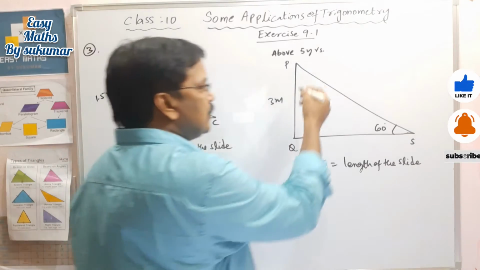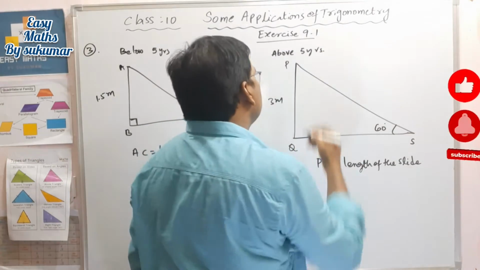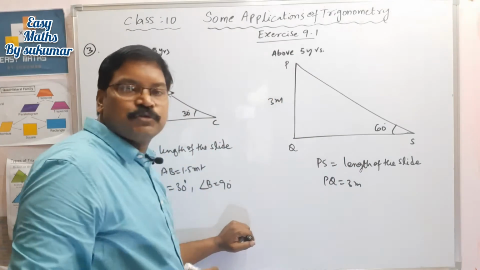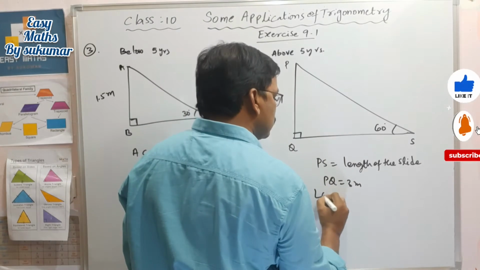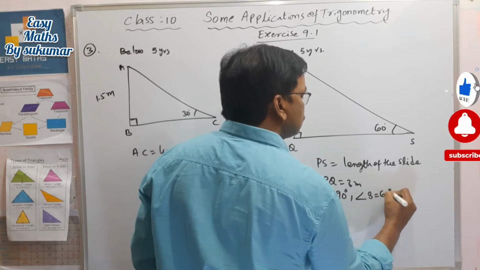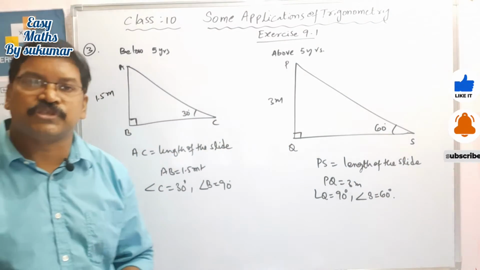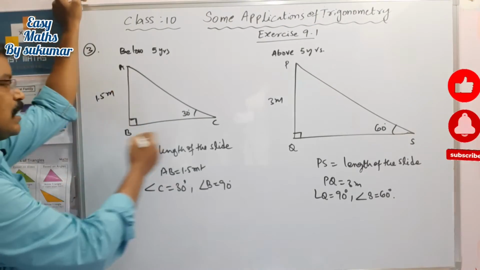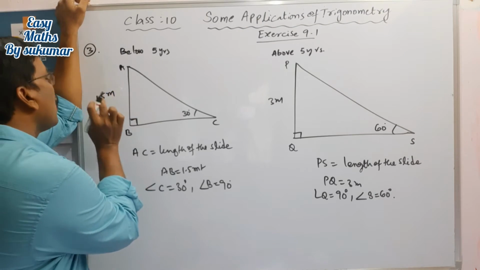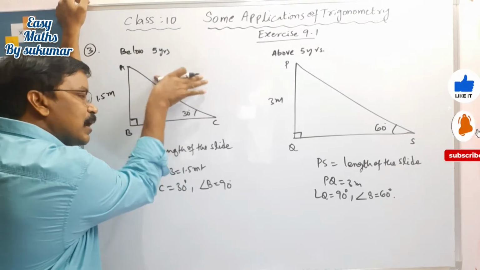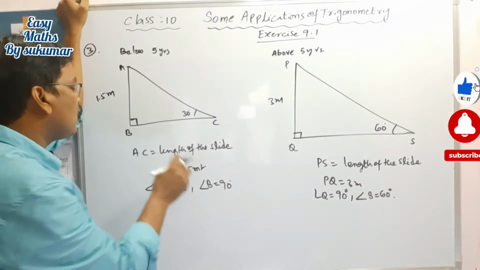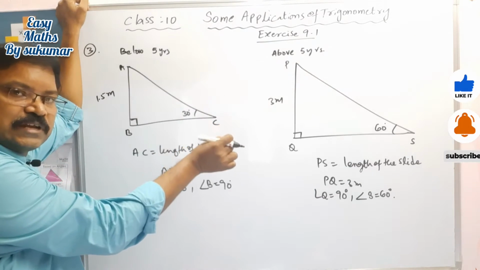Here, the top of the second slide is at a height of 3 meters, so PQ is equal to 3 meters. Angle Q is equal to 90 degrees and angle S is equal to 60 degrees. See, my dear students, in triangle ABC we have to find the hypotenuse, that is AC, the length of the first slide.